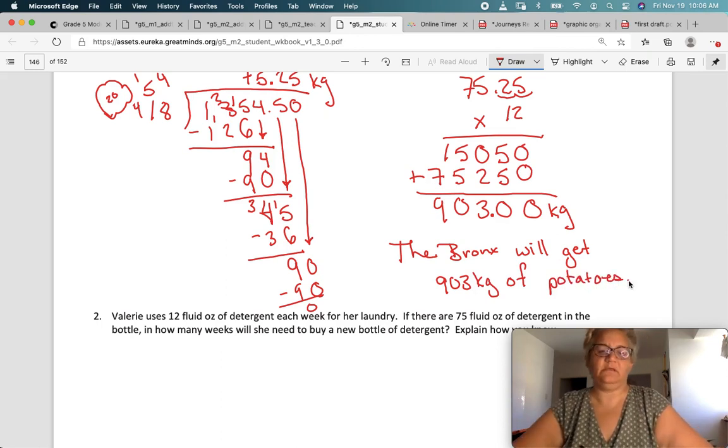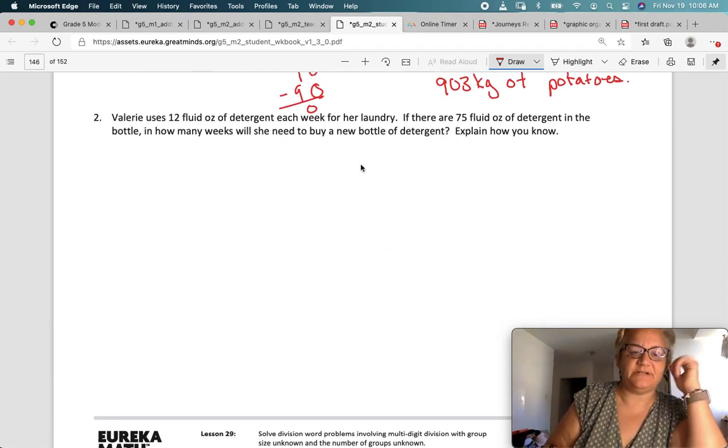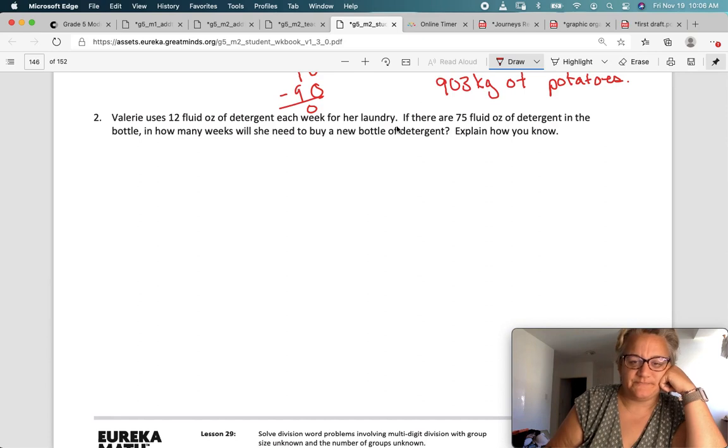Okay. Number 2. Valerie uses 12 fluid ounces of detergent each week for her laundry. If there are 75 fluid ounces of detergent in the bottle, how many weeks will she need to buy a new bottle of detergent? In how many weeks will she need to buy a new bottle of detergent?